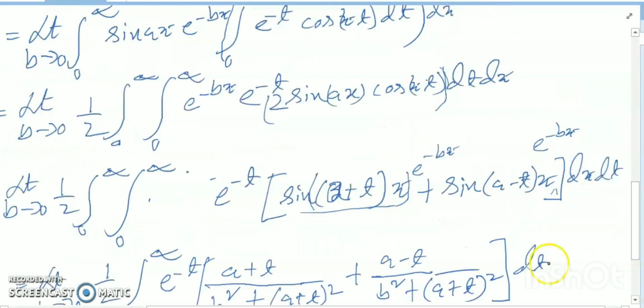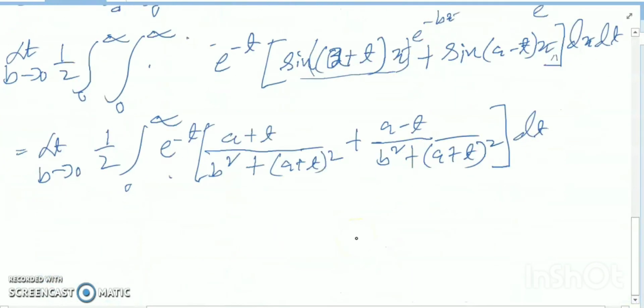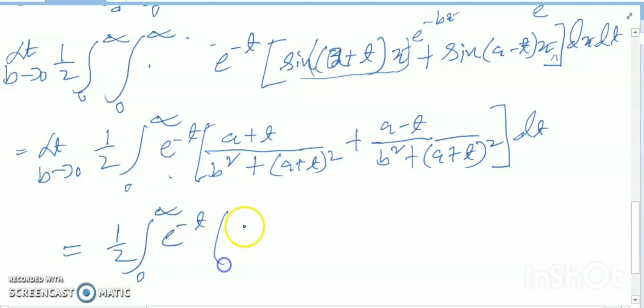Now b tends to 0. Whatever I get, b tends to 0, so it equals half into the integral from 0 to infinity of e to the power minus t, and b is equal to 0, so it can be written as 1 by (a plus t), and similarly in here plus 1 by (a minus t), dt.